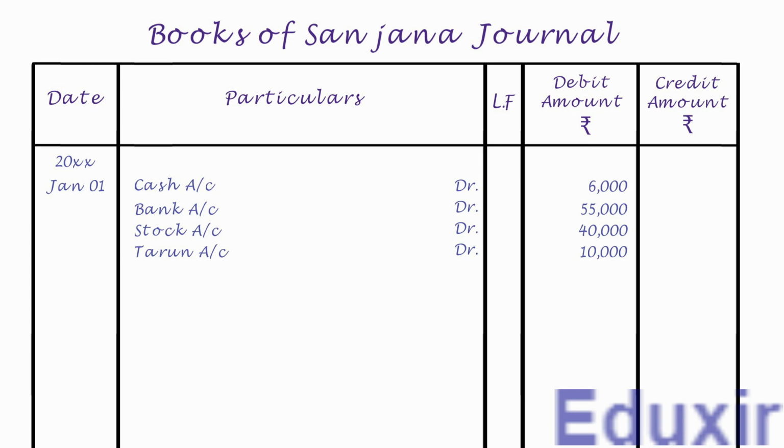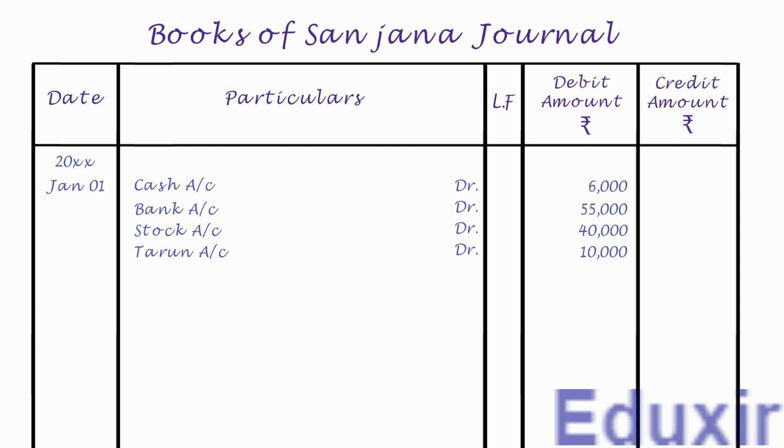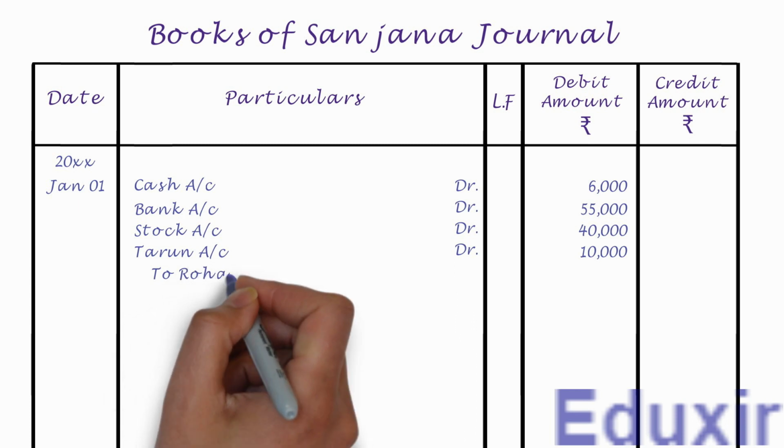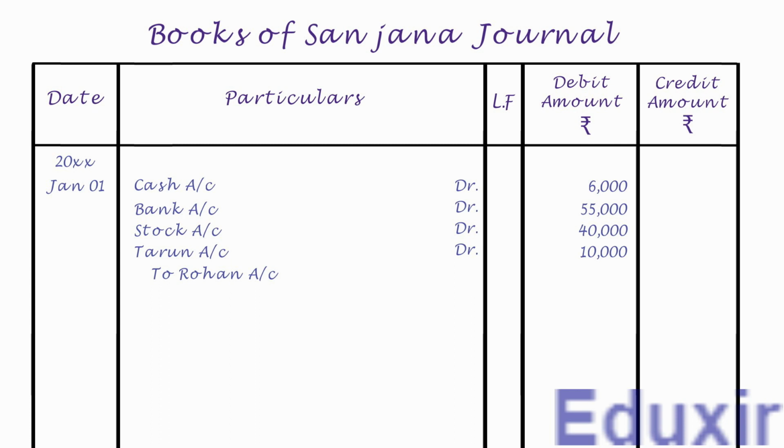As you know, the credit entries should be recorded by leaving a margin. Also, they should always start with 2. Let us first write the credit entry as Rohan account. Let us also record the credit amount of 6,000 rupees.